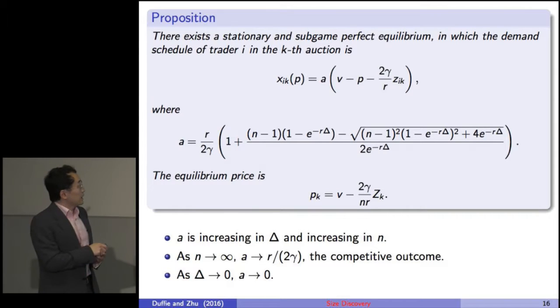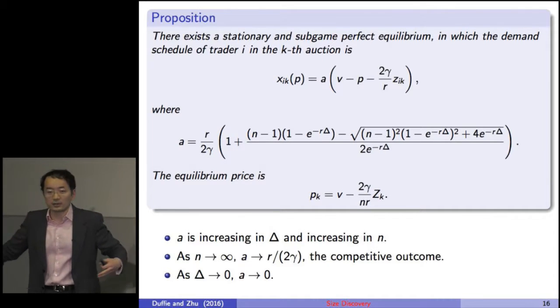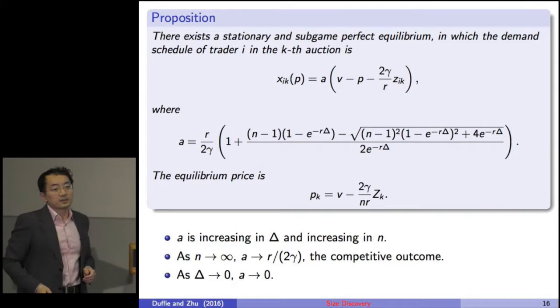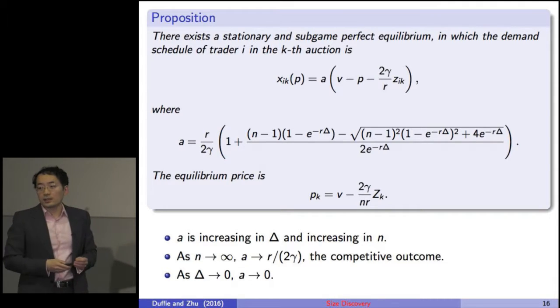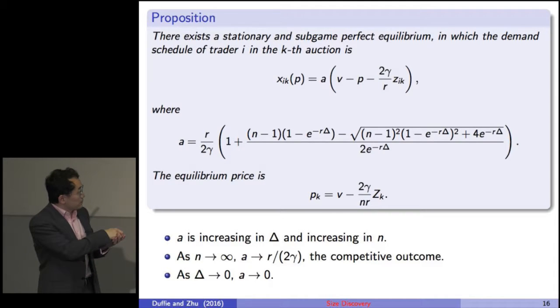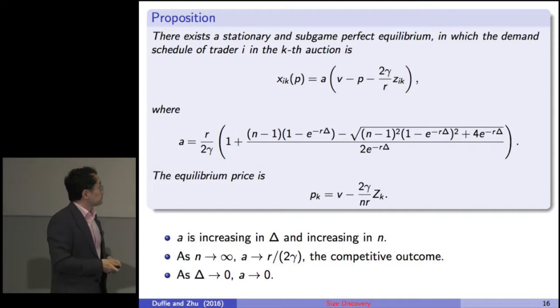It is a constant A times V minus P, the value minus the price, minus a constant times the inventory. If you have a lot of inventory already, you certainly don't want to buy a lot. And this parameter A can be solved in explicit form. We don't have to worry about this, but basically this A is smaller than this leading term. The price P aggregates the information in the market. In this case, because we have symmetric information about V, the only asymmetric information is really the total inventory all of us hold on this asset.